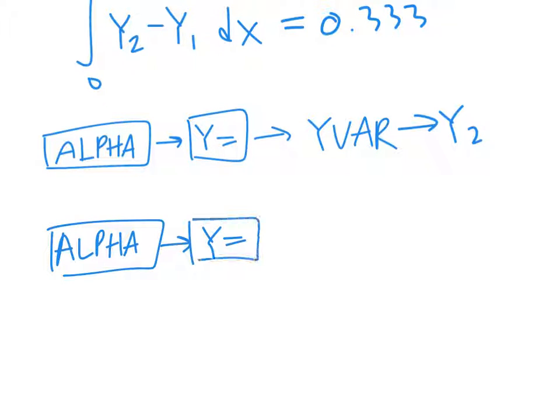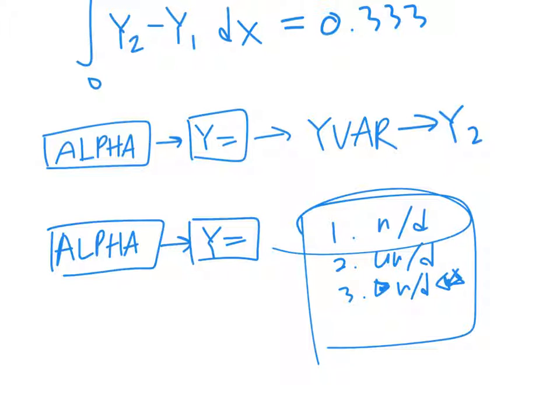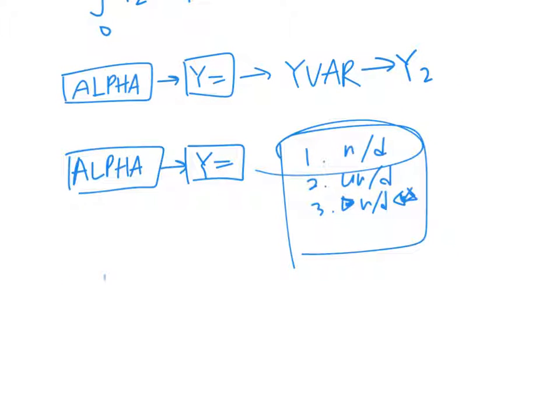Alpha, y equals, 2. Okay, and then right on top the menu kind of looks like this. It says 1 n over d, 2 u n over d, and then 3 something like this, n over d. Anyways, n over d just means numerator over denominator. So if you choose this first one, it looks like a fraction. You can just type it in as a fraction instead of a bunch of parentheses. Okay, so just a little shortcut.